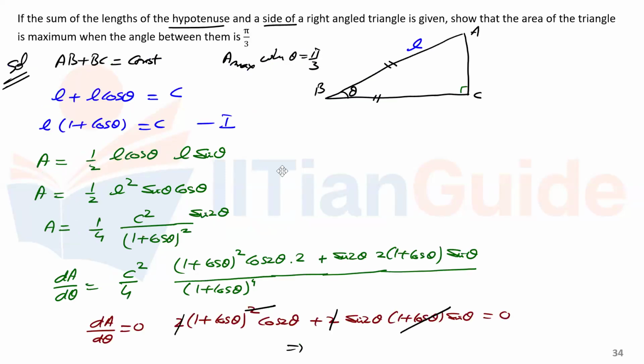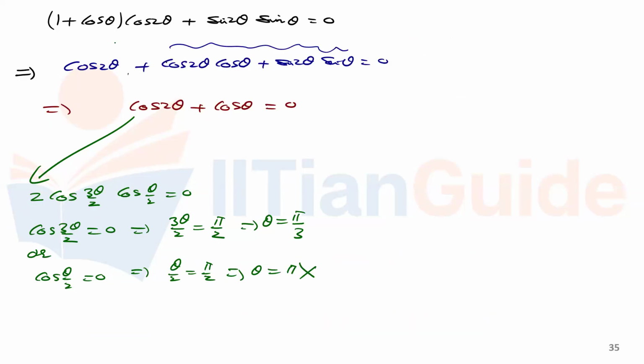They have said the area is maximum, so area will come maximum automatically. If you wish, you can calculate the second derivative. Okay, वो सब नहीं करा जाएगा, छोड़ दिया जाएगा. बड़ा क्वेश्चन है, just leave it.